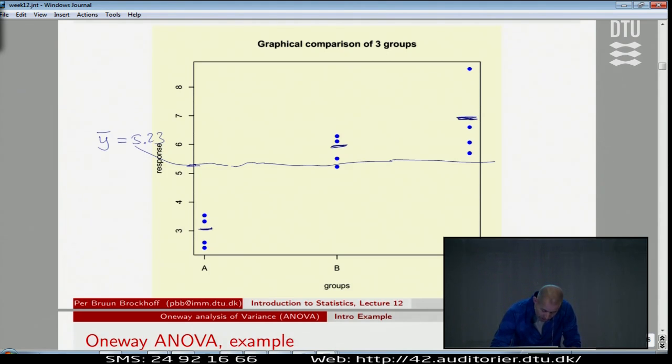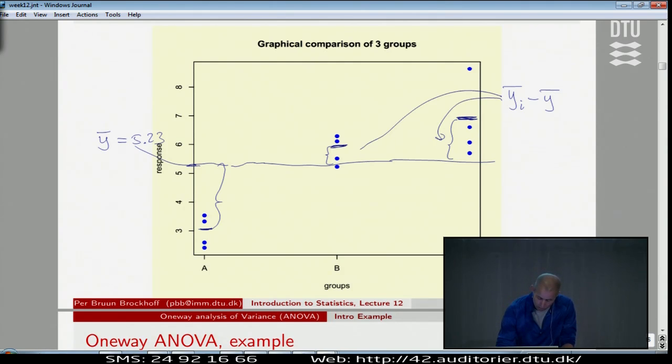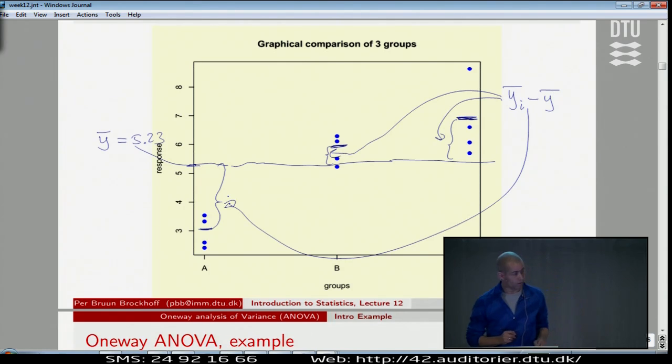I'm going to look at three numbers. This deviation, and this deviation. What have I put in here? I have taken each individual average and subtracted the overall average, like that, right? I've taken the three individual averages, subtracted the overall average. These are the three numbers I have here, here, and there, right? These three numbers.